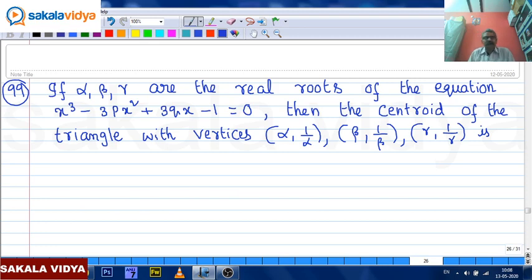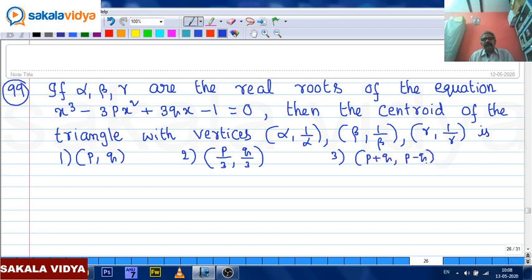First option p comma q, second option p by 3 comma q by 3, third option is p plus q comma p minus q, fourth option 3p comma 3q. This is the question.